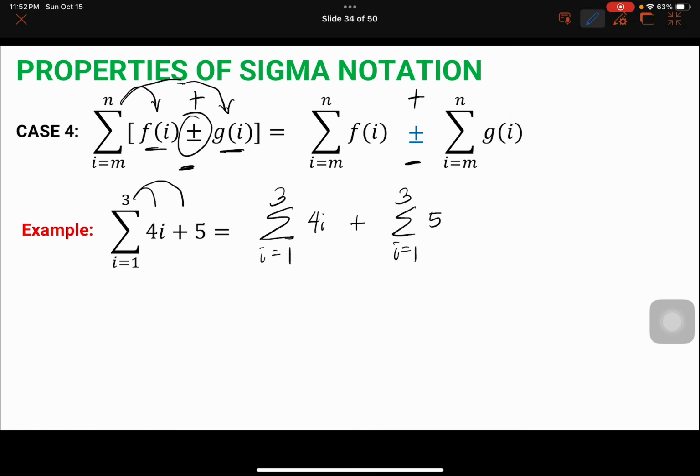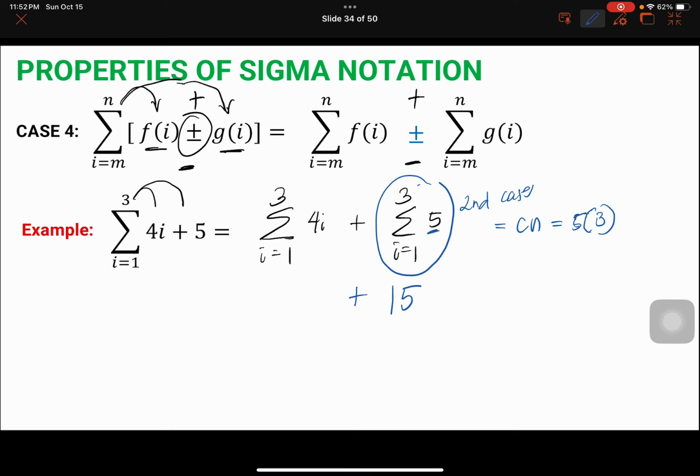If you can recall, we can apply the second case here, di ba? Equal siya sa 1, tapos constant pa siya, so we can have c times n. Ang c natin ay 5, then ang n natin dito ay yung 3. Okay? So, c times n, which is 5 times 3, equal siya sa 15. So, we can have plus 15 here.